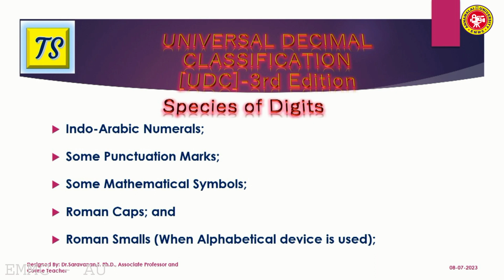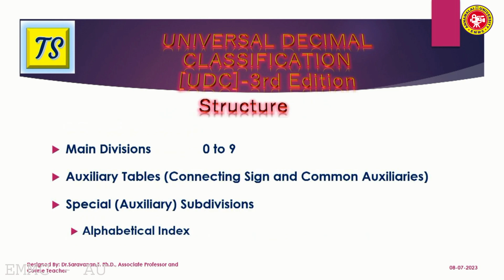This session covers all the examples where the UDC 3rd edition has been applied. When you think about the structure of the UDC, these are the species of digits identified: the Indo-Arabic numerals, some punctuation marks, some mathematical symbols, Roman caps and Roman smalls. When an alphabetical device is used, we can use the Roman smalls.